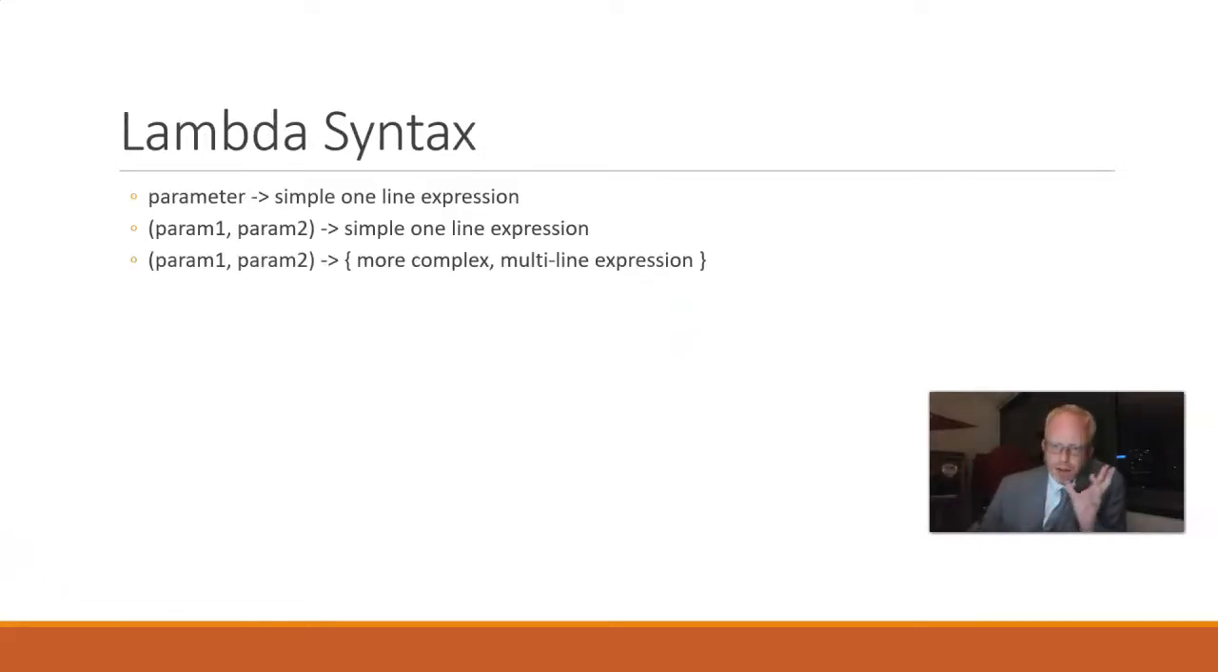So here's basically an overview of lambda syntax. We'll typically have a parameter, and then the dash and the arrow, which we can call an arrow token. Now, this is a very simple lambda because it only has one parameter and a one-line expression. We could have 0 parameters, we could have multiple parameters. So if we have multiple parameters, we'll typically enclose them in parentheses and then separate them by commas. And then we can follow that with a one-line expression.